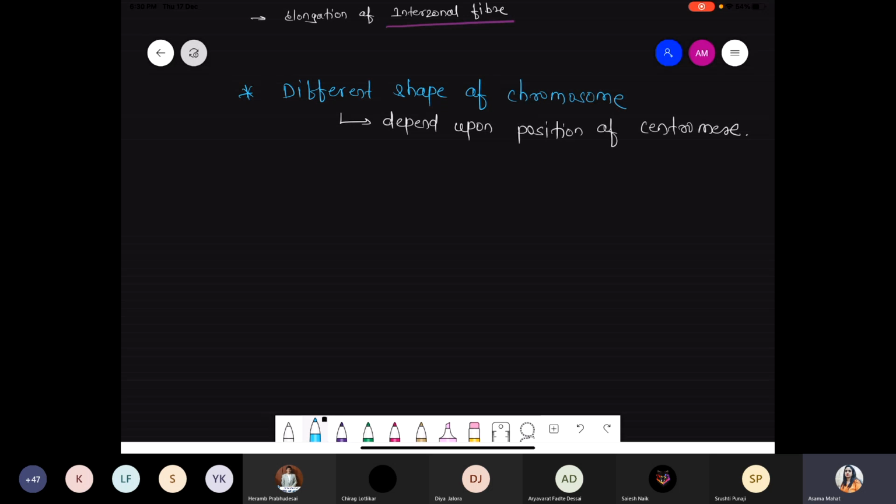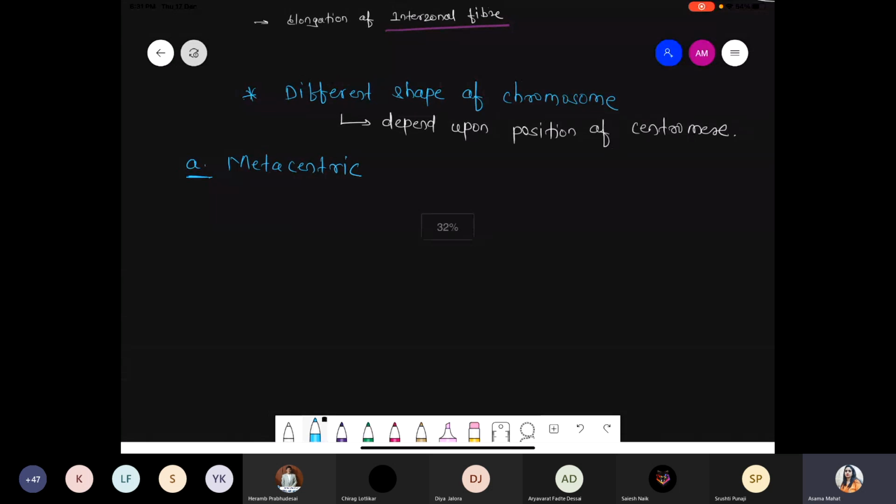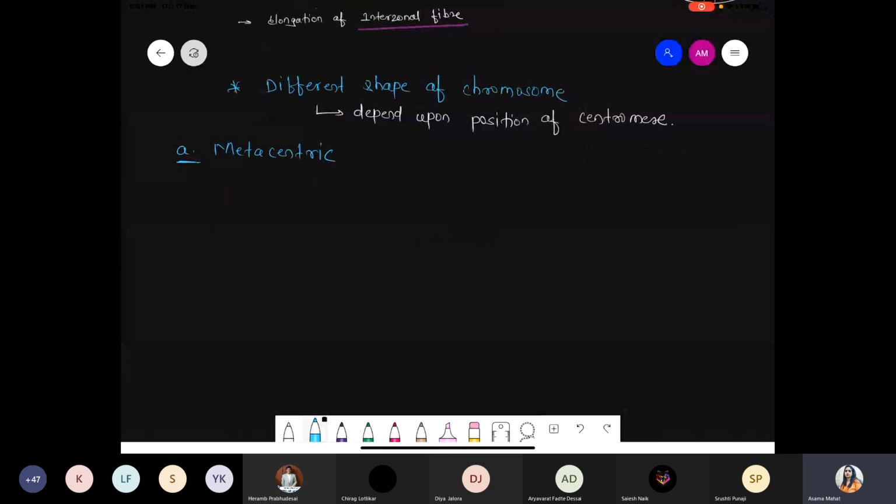So first of all, we are talking about the first part, metacentric chromosome shape. Metacentric, you know very well. Metacentric means the centromere is present at the center of the chromosome. Such a condition is simply called metacentric. First of all, we see the diagrammatic representation of how it looks. We are taking just one chromosome for simplicity, we won't make it too complicated.